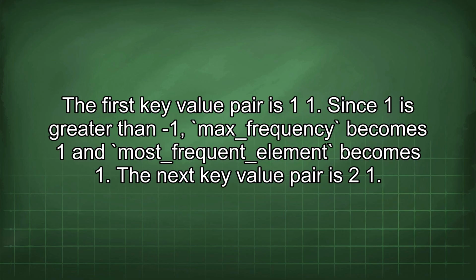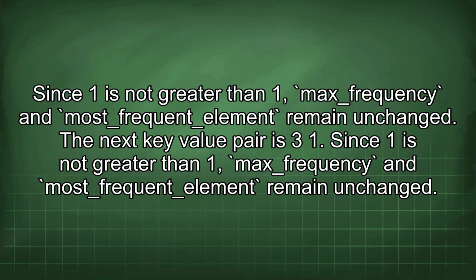The first key value pair is 1, 1. Since 1 is greater than -1, max frequency becomes 1 and most frequent element becomes 1. The next key value pair is 2, 1. Since 1 is not greater than 1, max frequency and most frequent element remain unchanged.